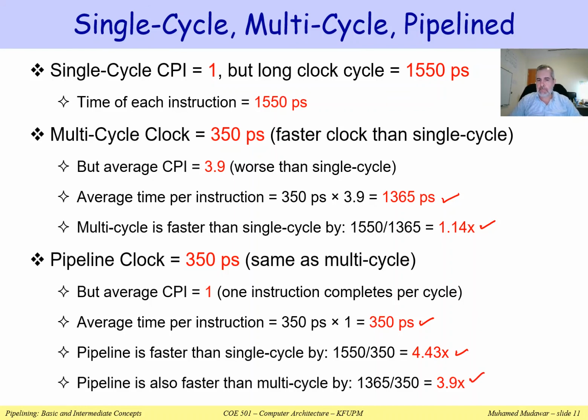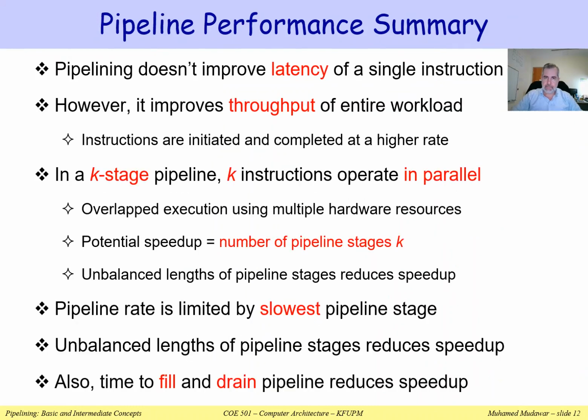This is why all the CPUs today are pipelined. No one actually uses the single cycle or the multi-cycle. Multi-cycle was used in the past, but today people use just pipelined CPUs to make programs run faster. You can actually get a much higher speed up over single cycle and multi-cycle by using a pipelined CPU.